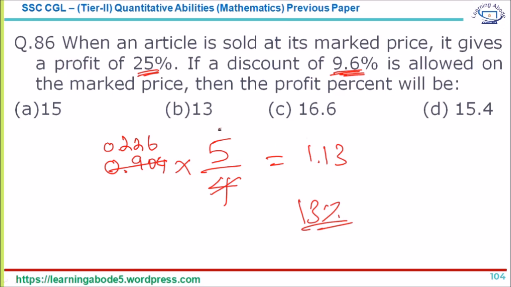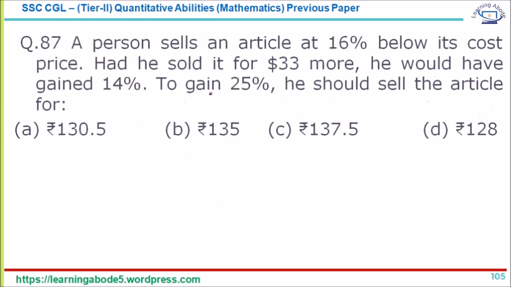Okay, so this is the mark price. Now this is the discount, and a discount on the mark price gives you the selling price. Now this selling price is 1.13, which means it is 13% profit over the cost price. So the answer is option B for question number 86.